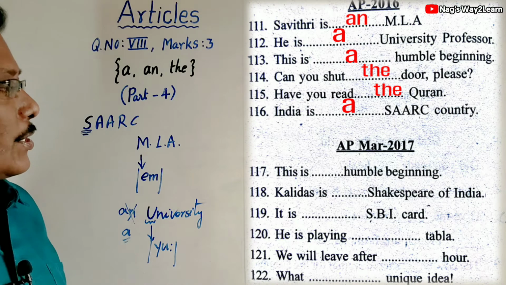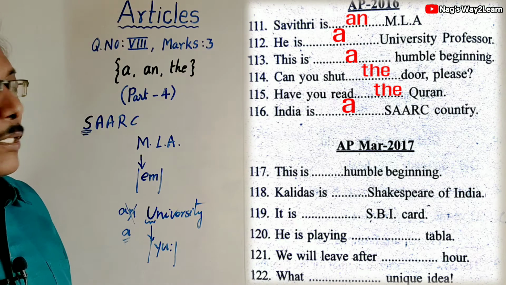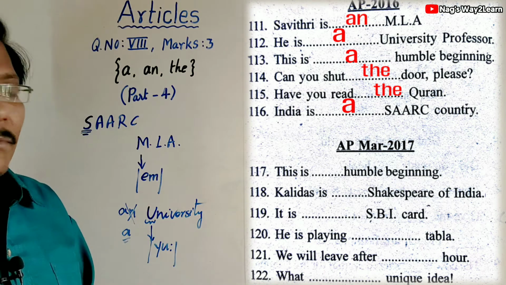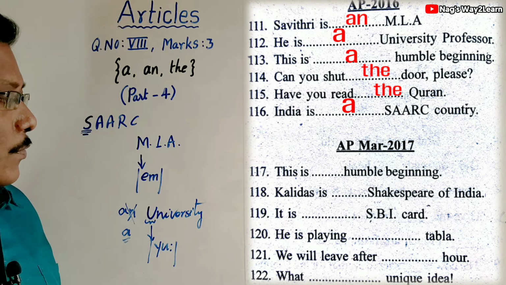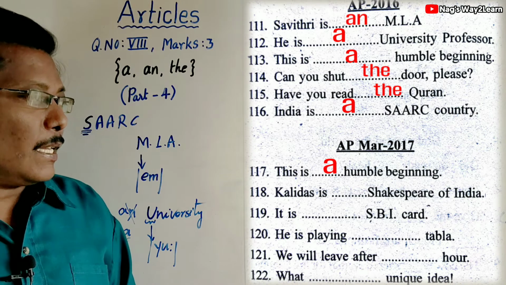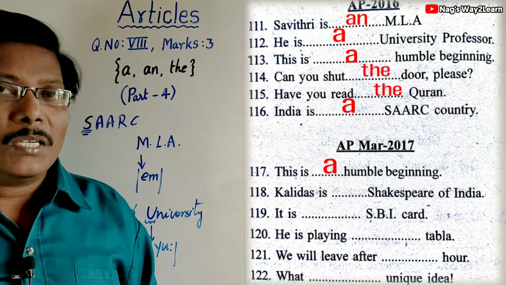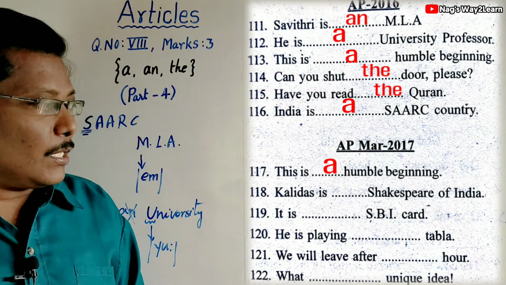Again this is dash humble beginning. The same question is repeated again. So this is a humble beginning. Next one is, Kalidasa is dash Shakespeare of India.